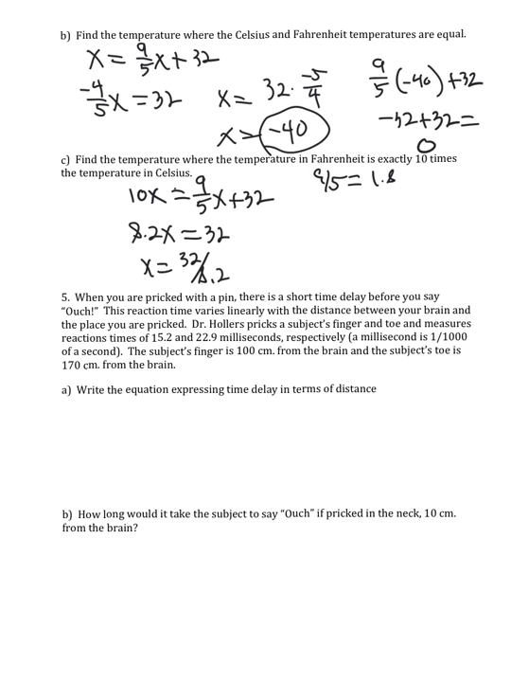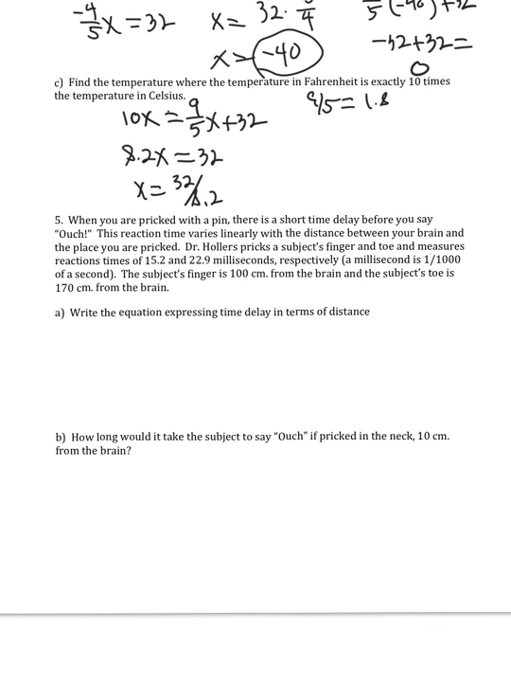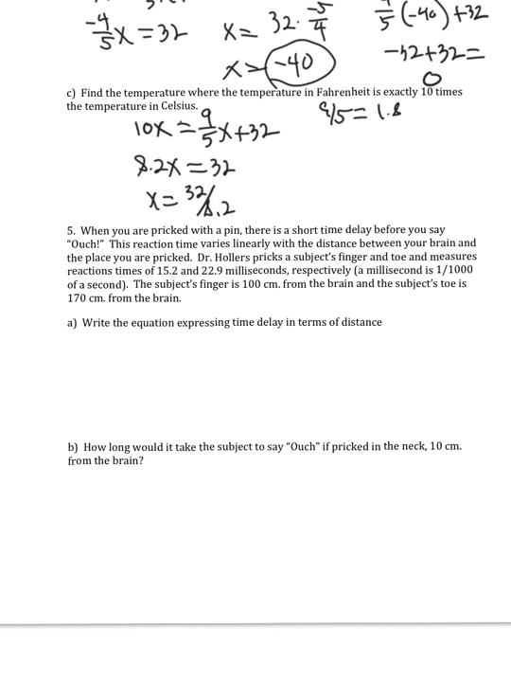Okay, for our next problem here, when you are pricked with a pin, there's a short time delay before you say ouch. The reaction time varies linearly with the distance between your brain and the place you were pricked. So we have our distance, which we'll say is the independent variable, and the time is the dependent. In this problem, we have a relationship between how long it takes for you to say ouch and the distance of the injury from your brain.